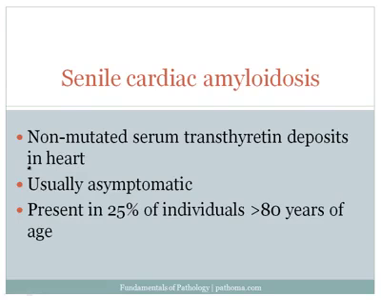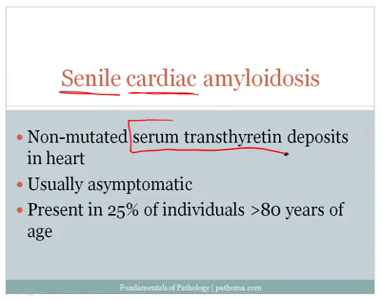So the name kind of gives it away. Senile, usually seen in the elderly. Cardiac usually involves the heart alone. And of course, amyloidosis means that there's amyloid depositing there. It is important for examination purposes to know what the amyloid is in this particular circumstance. It is non-mutated serum transthyretin. You'll see why I'm highlighting the non-mutated part in a moment.